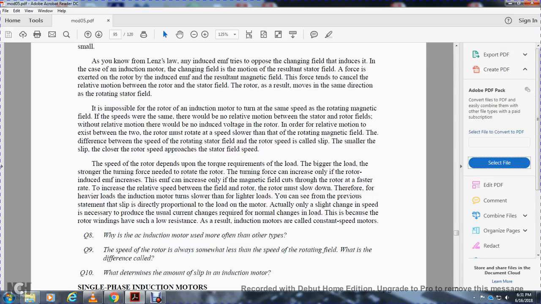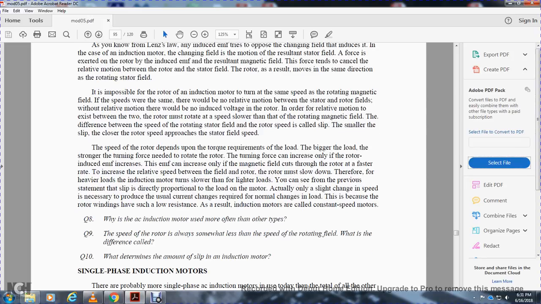In order for relative motion to exist between the two, the rotor must rotate at a speed slower than the rotating magnetic field. Thus, the difference between the speed of the rotating stator field and the rotor speed is called the slip. The smaller the slip, the closer the rotor's speed approaches the stator field speed. The speed of the rotor depends on the torque requirements of the load. The bigger the load, the stronger the turning force needed to rotate the rotor.